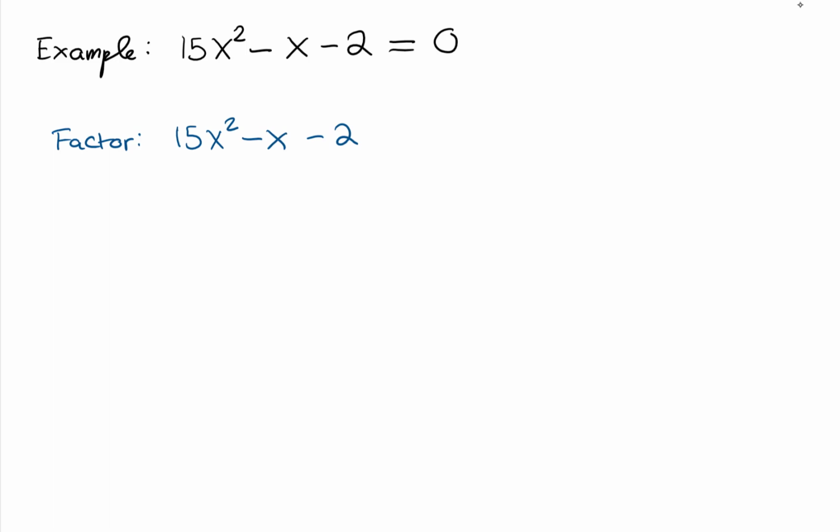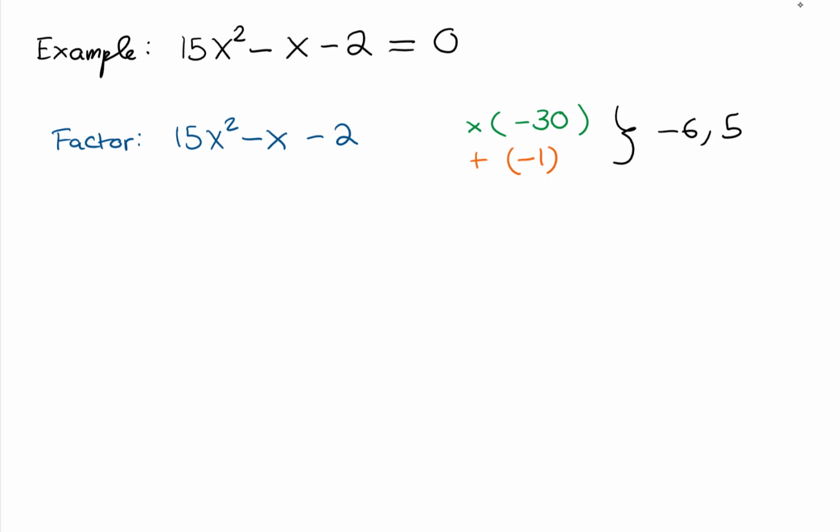To use decomposition, I look at the coefficients of the first and last term and multiply them together. 15 times negative 2 is negative 30. So we're looking for two numbers that multiply together to be minus 30. Then we look at the coefficient of the middle term, which is negative 1, and that tells us we're also looking for two numbers that add together to be negative 1. Those two numbers are going to be negative 6 and 5.